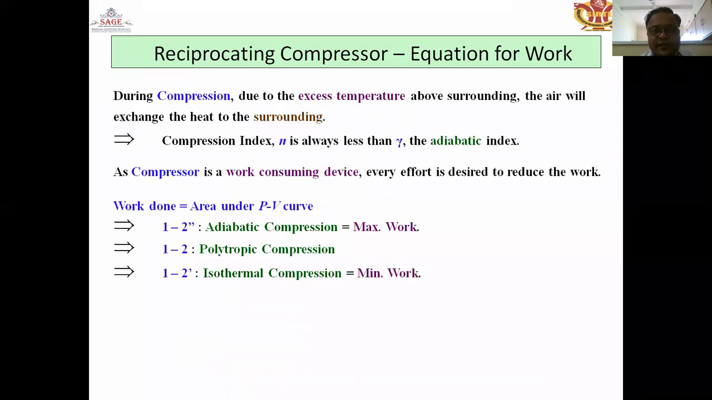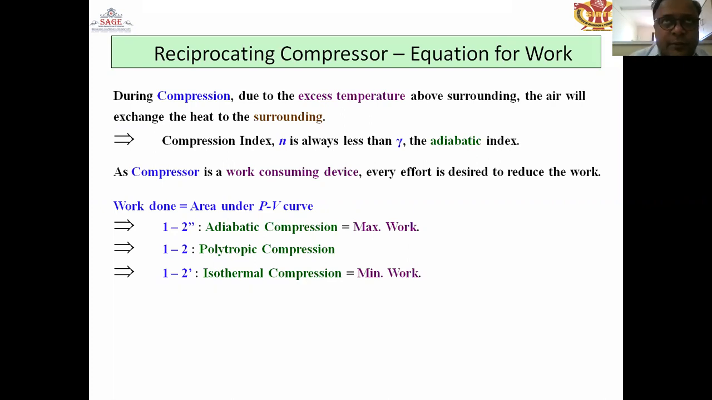Reciprocating compression, this is the equation for the work. During the compression, due to the excess temperature above the surrounding, the air will exchange heat to the surrounding. Compression index n is always less than gamma, the adiabatic index. As the compressor is a work consuming device, every effort is desired to reduce the work.